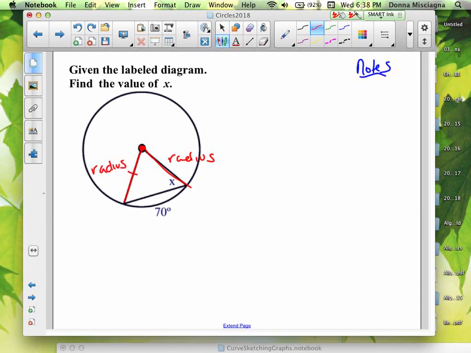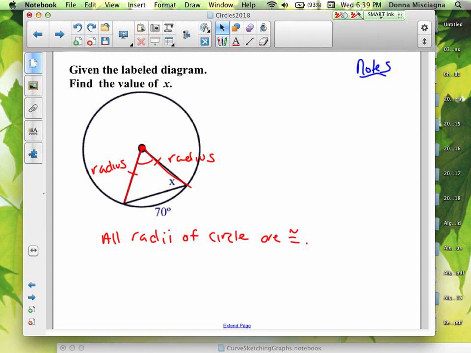And we know those have to be congruent to one another because all radii of a circle are congruent. If all the points on the circle are the same distance away from the center, then all the radii have to be the same length. So all radii of a circle are congruent. All right, so what else do we know? I know that this is a central angle.